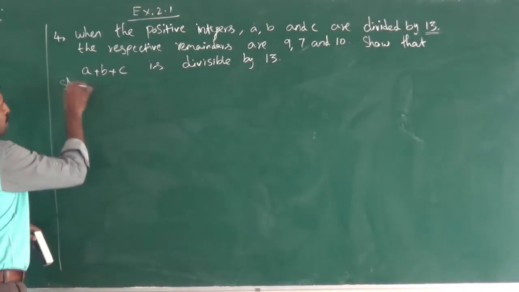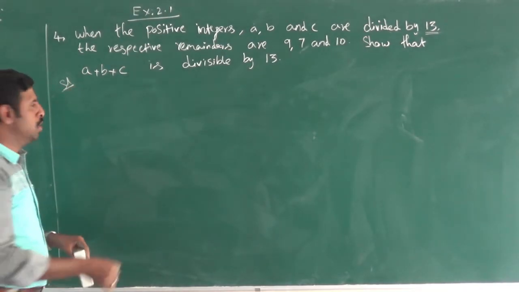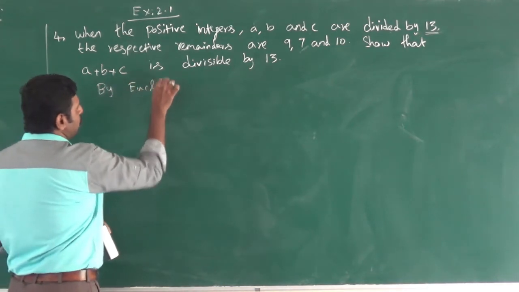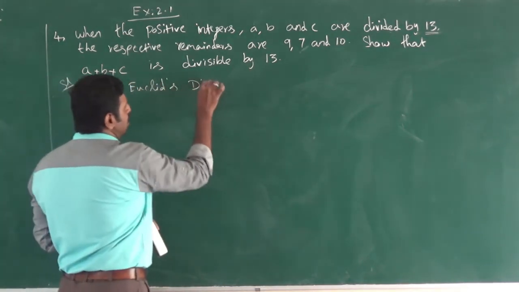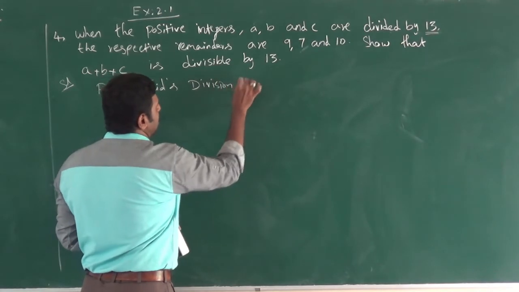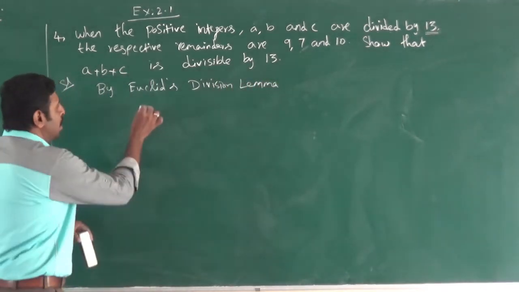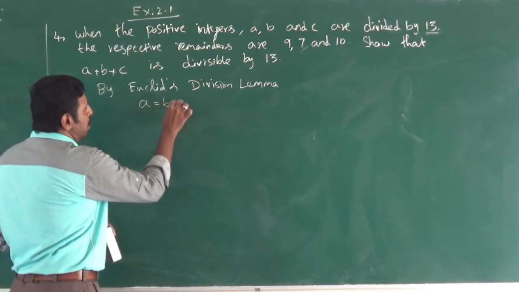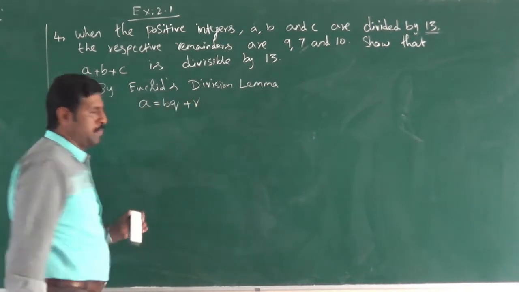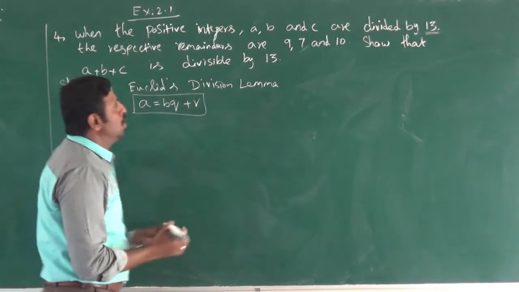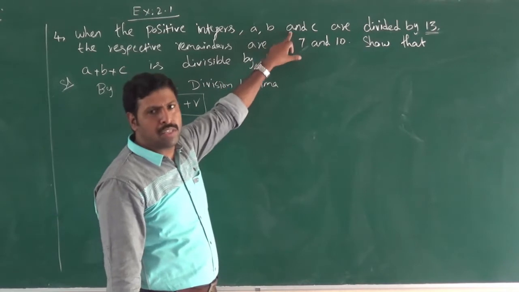Right? Solution. By Euclid division lemma, we know the formula, that is by Euclid division lemma, we have the form A is equal to BQ plus R. That is the form, right? Here it is the general form. So now the integers are given as A, B, C.